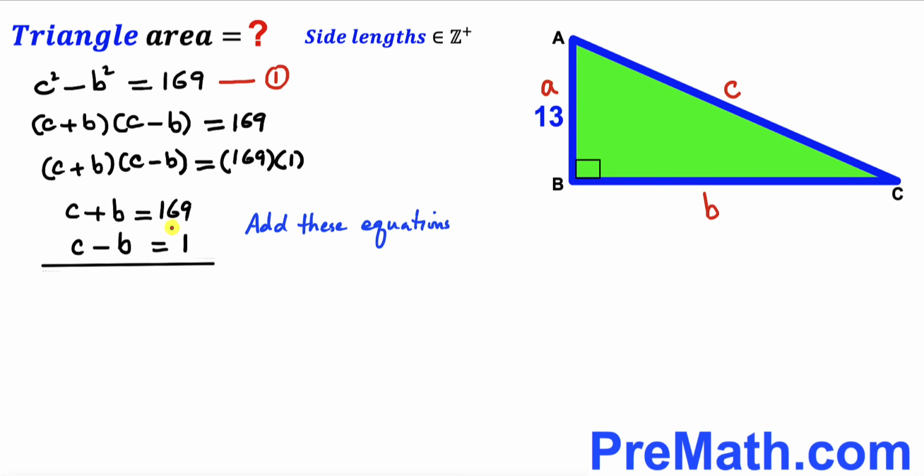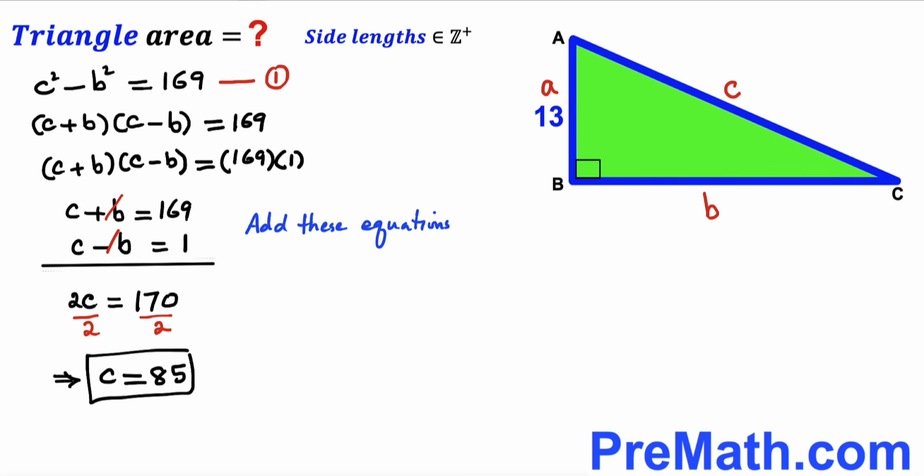Now we are going to add these two equations. If we add them, minus b and plus b, they are gone. So we end up with 2c equal to 170. Now I am going to divide both sides by 2. So our c value simply turns out to be 85. And we can see that 85 is indeed a positive integer.